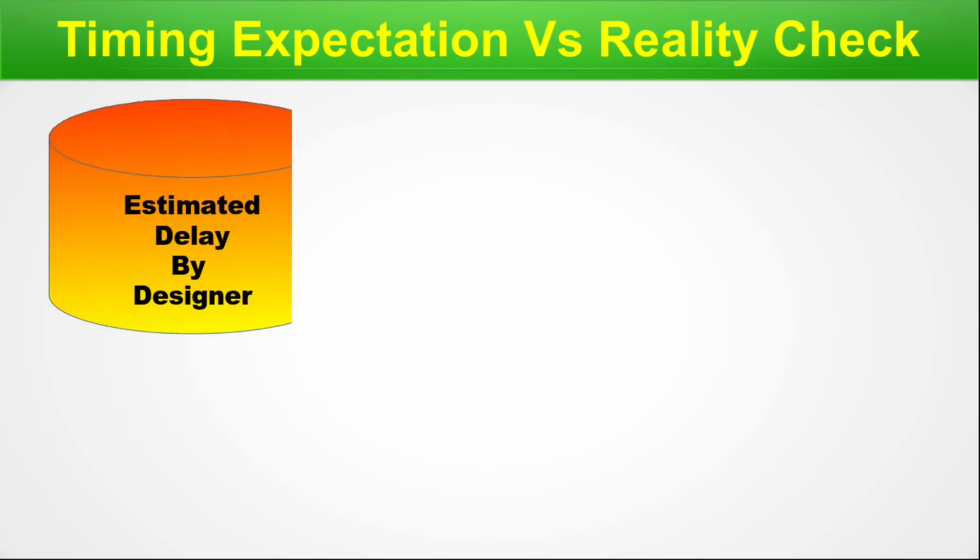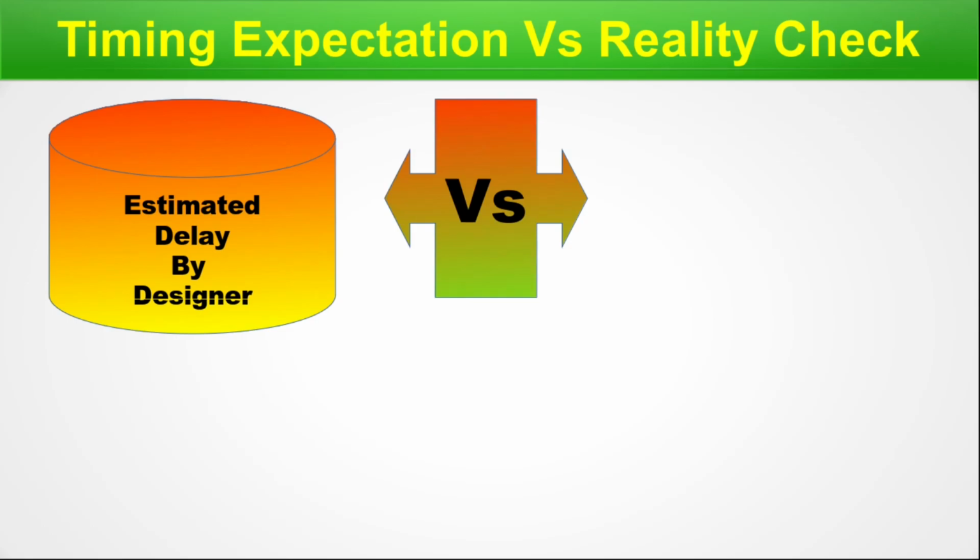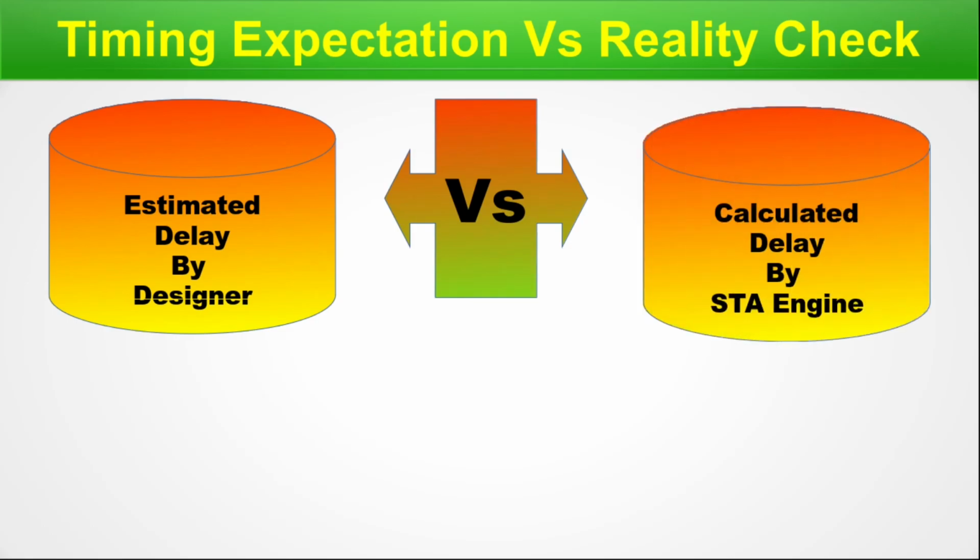Timing expectation versus reality check. What we mean is, we will discuss the expectation versus reality check process for STA delay estimation versus verification. The designer designs a circuit keeping some predefined delays as estimation so that the design operates at the desired gigahertz speed. In STA, we use a method called directed acyclic graph to serve this purpose. Let us see how. So we have the estimated delay by a designer, and we have to compare it with the calculated delay, that is the actual delay coming from the STA engine.